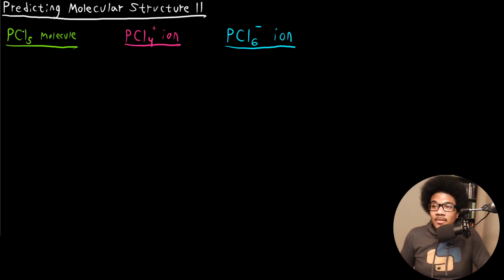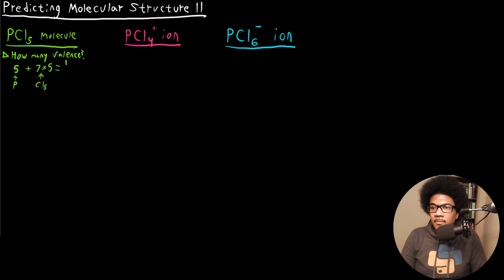So starting with PCl5, again, the first thing we want to do is start with a valid Lewis structure. So we want to ask ourselves, how many valence electrons do we need? In this case, phosphorus has a characteristic valence of 5, plus chlorine has a characteristic valence of 7, and there's 5 of them. So that accounts for the 5 chlorines, and that's going to give us a total of 40 valence electrons.